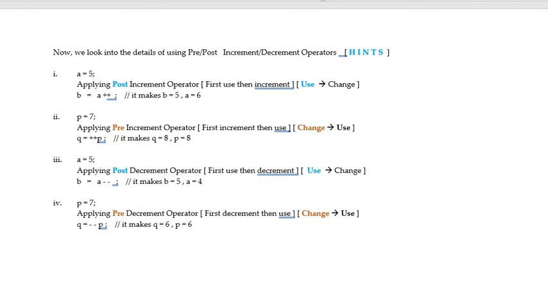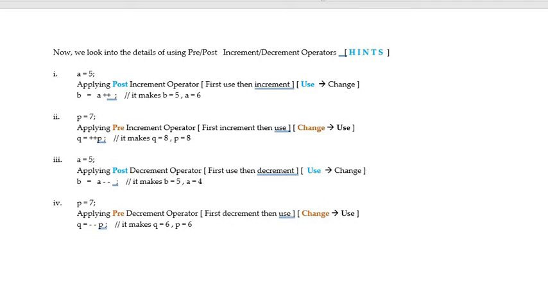Suppose P's value is 7. Then if I apply plus plus P on Q, so if I write Q is equal to plus plus P, then the value of Q will get the increased value of P. That means Q becomes 8 and P ends up becoming 8. That means first change and then use. If you need to, please pause the video, look at it once more, and then come back.